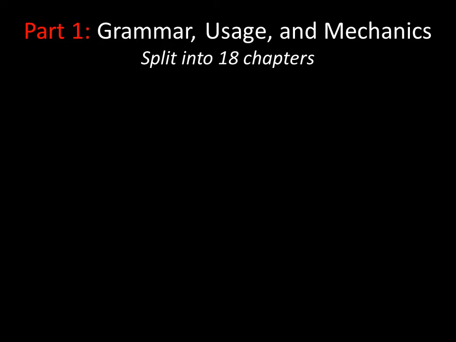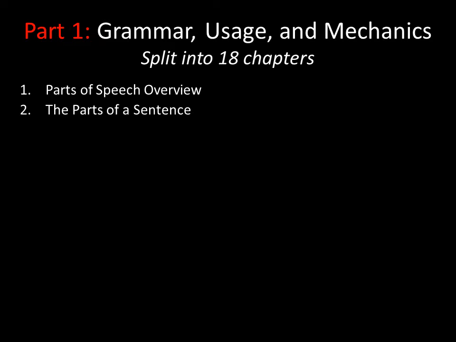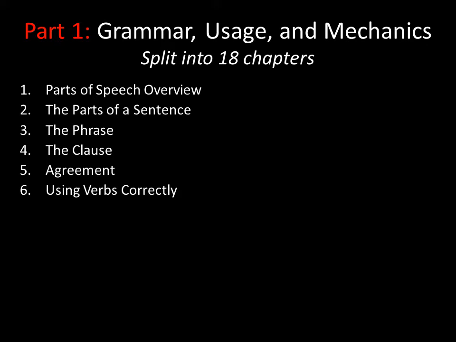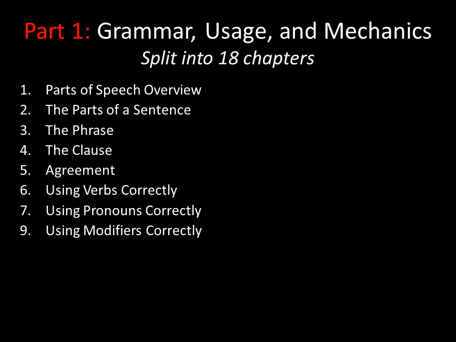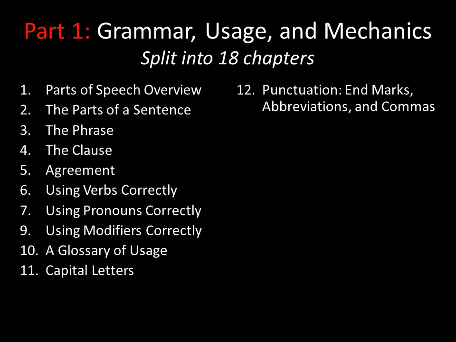Part 1, the grammar, usage, and mechanics, is split into 18 different chapters, so most of the book, this is what it contains. First is the parts of speech overview, the parts of a sentence, the phrase, the clause, agreement, how to use verbs correctly, how to use pronouns correctly, using modifiers correctly, a glossary of usage, capital letters, and then there's a couple chapters that deal with punctuation. It splits it up for you so it's not all at one time.